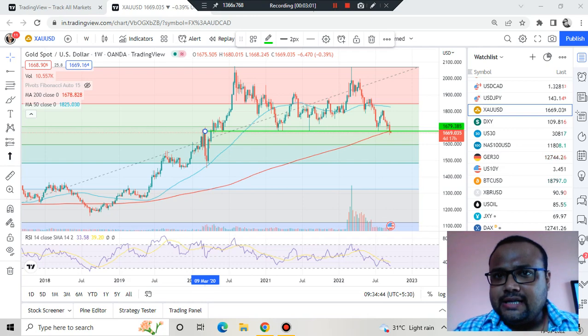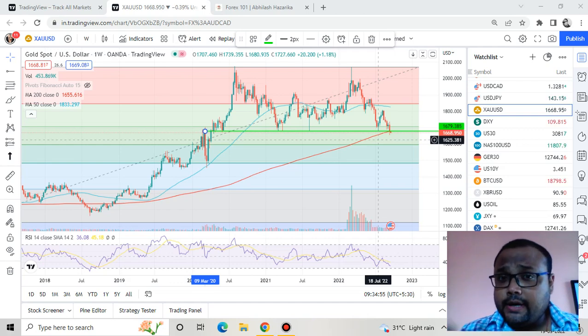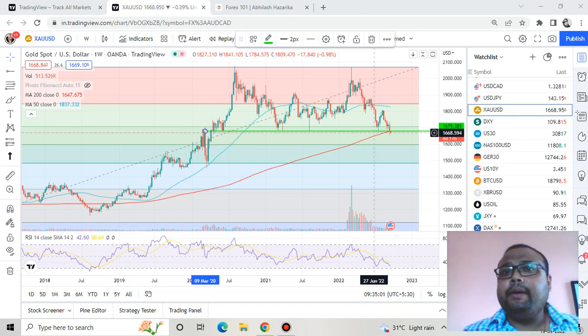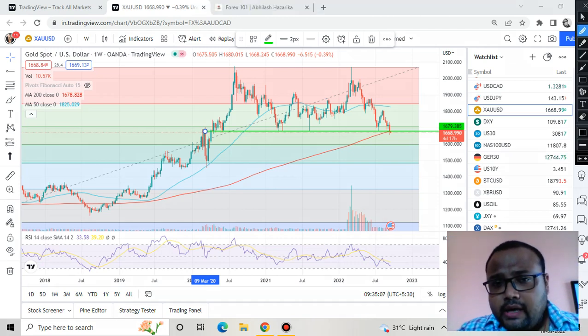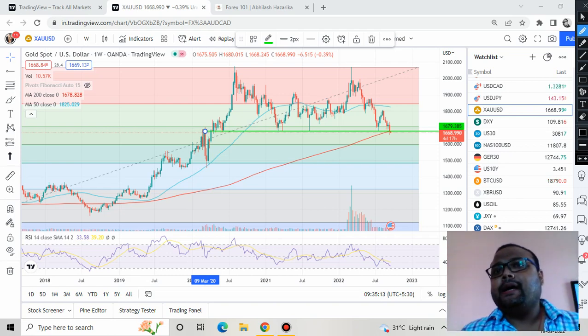So if the market succeeds, then we may see a bounce from here. Okay, listen to me carefully. If the market bounces from the 200 moving average, then there can be a bounce from here. And if the 200 moving average fails to hold, one thing we must understand very well is that whenever there is a battle between fundamentals and technicals, technicals always lose the battle. Let's say news comes out and the news puts more pressure on gold, then obviously gold will not be able to bounce from here, and we will see further downside.